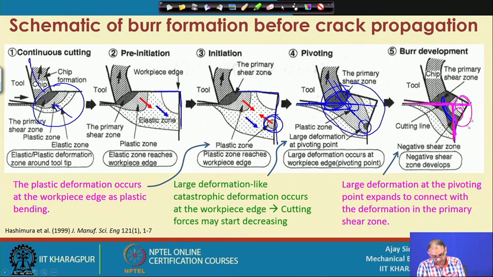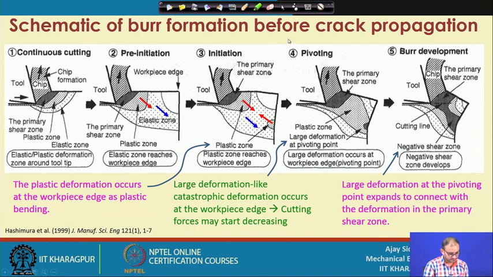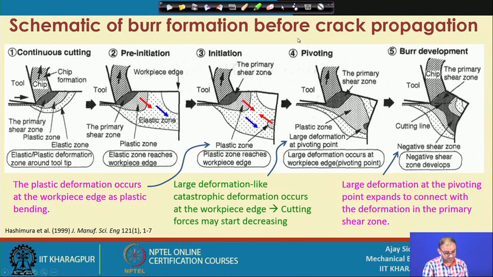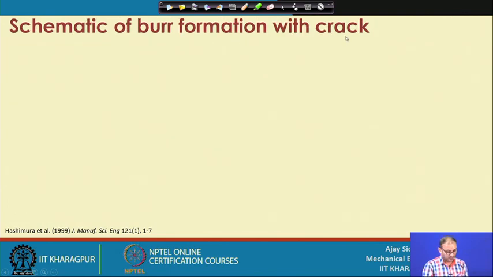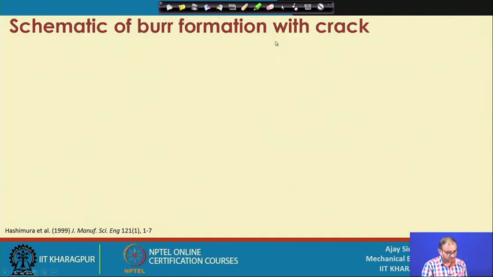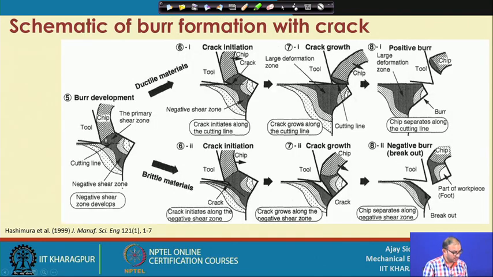Now, characterization of this particular burr is different for brittle material and ductile material. So let us see in the next slide how these things are different. The earlier slide was before the crack propagation and this one is with crack propagation. Let us take this particular image again to the next slide, so we can understand what things are. This is the earlier figure, whatever it has created here, correct. So this is the same figure.